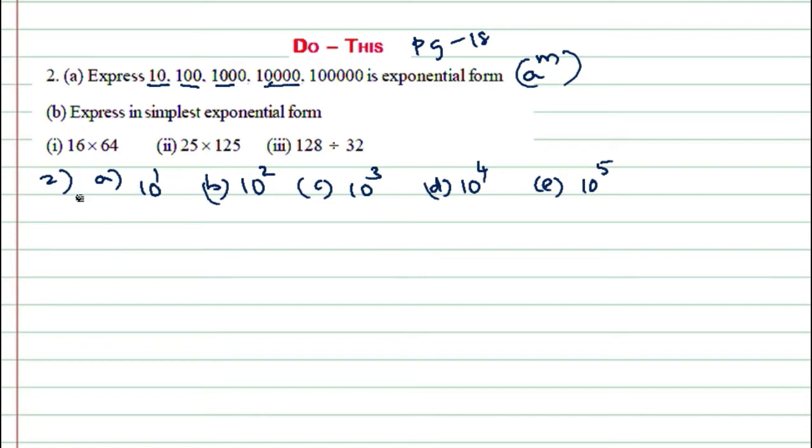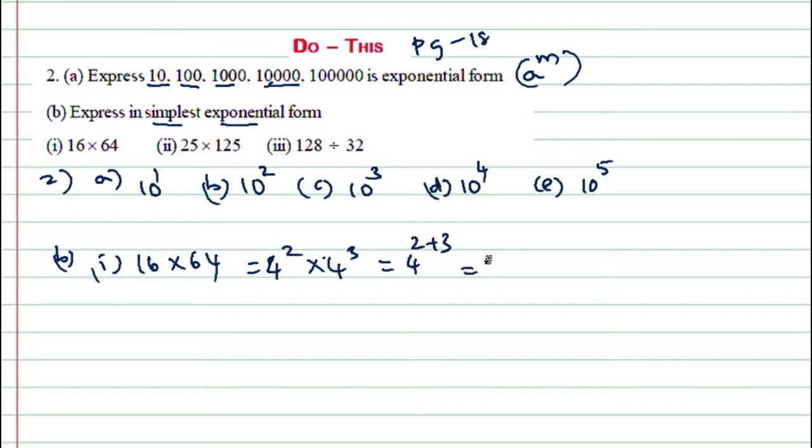The next, B question, first one. We are going to write the simplest exponential form. So 16 into 64 is given. So 16 we should write as 4 square, and 64 we can write as 4 cube. Here we can apply the law of indices. If bases are equal, we should add the powers. That is 4 to the power of 2 plus 3, which is equal to 4 to the power of 5.